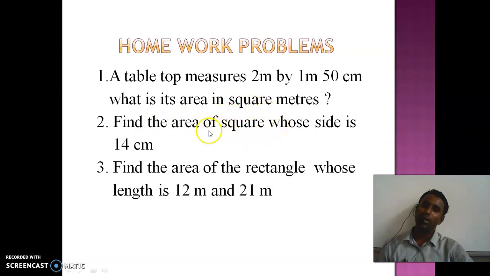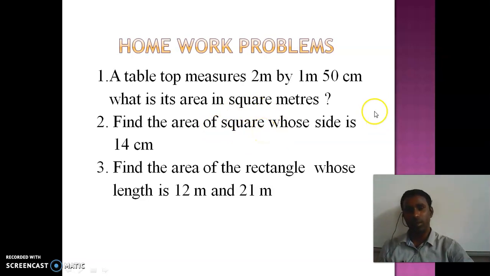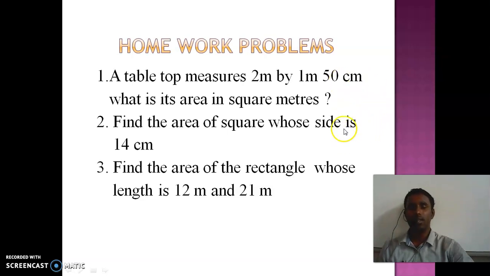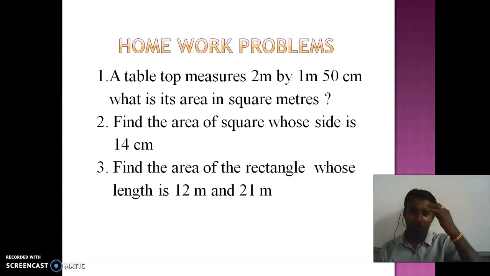In a square shape, you know all the sides are equal, right? The side value they mentioned is 14 centimeters. So if one value is given, all the sides are equal: here also 14 centimeters, here also 14 centimeters, here also 14 centimeters. So all the sides are 14 centimeters. To find the area of the square, area of square equals a squared; if you substitute that value, you will get the exact answer. And I'll give one more problem in addition to this.